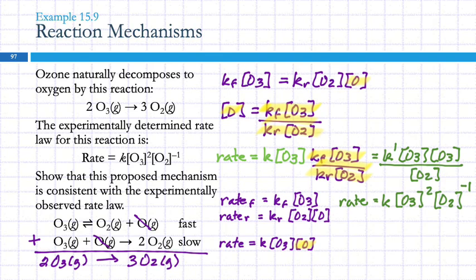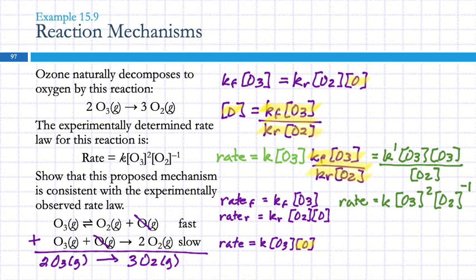So, to show that the mechanism is consistent, we first have to show that the mechanism steps add up to the overall equation, which they did. And then we take the rate law for the slow step and we substitute in here to get rid of any intermediates. And we came up with a rate law that matches the experimentally determined rate law. So that tells us that this mechanism could possibly be the correct mechanism.